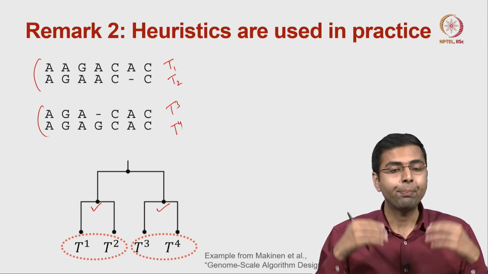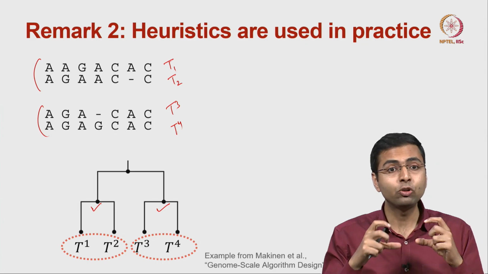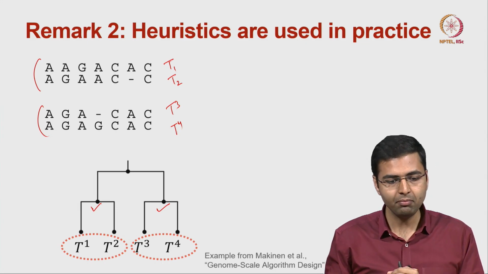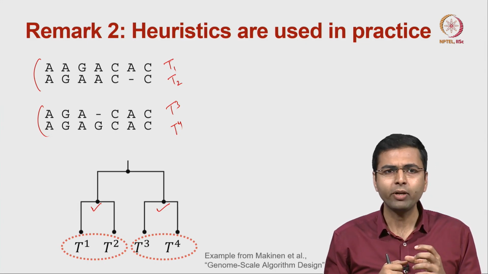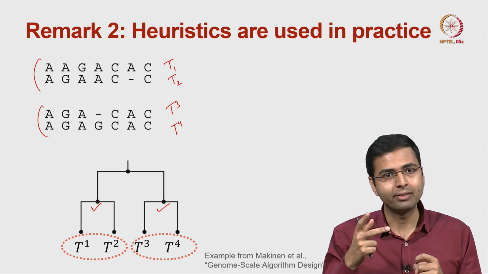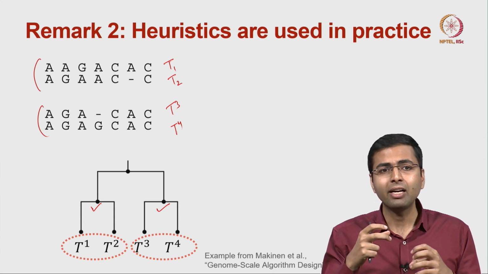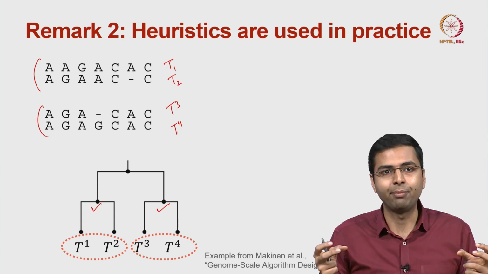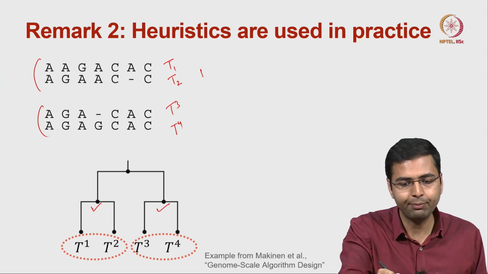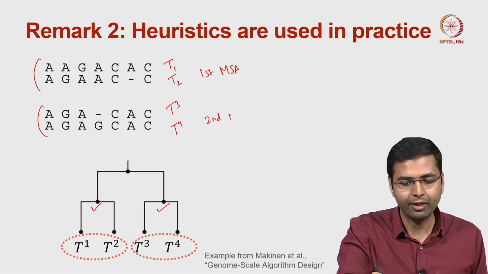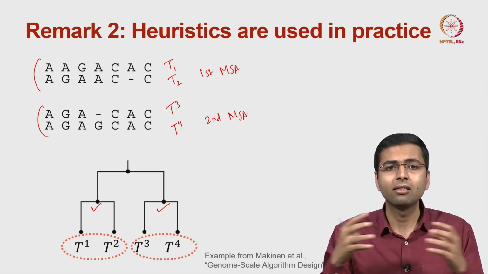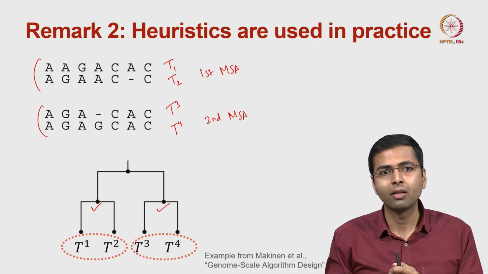Now as I go up in the tree, I would want to combine these two multiple sequence alignments. Now the question comes, okay, we know how to align two sequences. How do we combine two multiple sequence alignments? Because this is the first multiple sequence alignment, this is the second multiple sequence alignment. How do I combine these two alignments together?